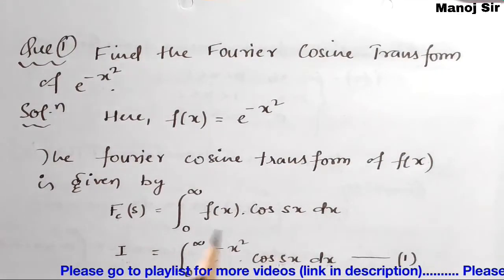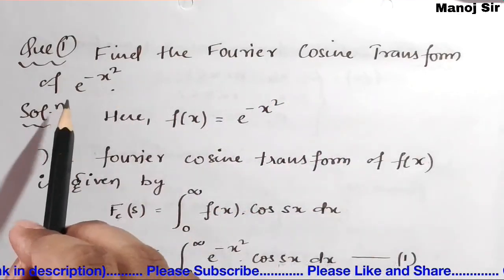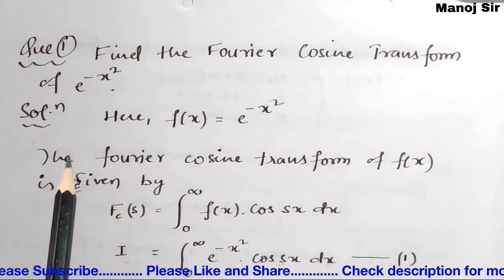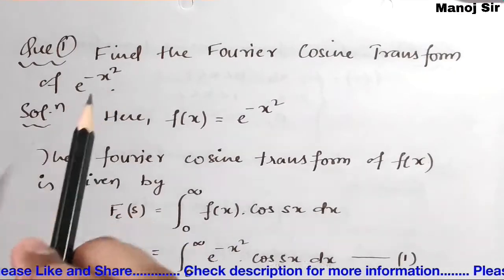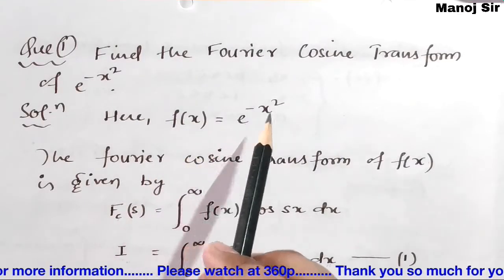So let us start solving this problem. The question says, find the Fourier cosine transform of e to the power minus x square. The function is e to the power minus x square. So here you can see the function given as e to the power minus x square.